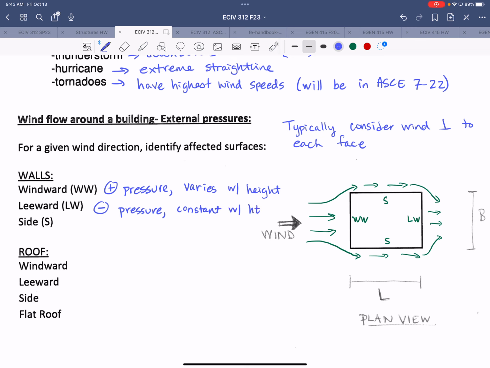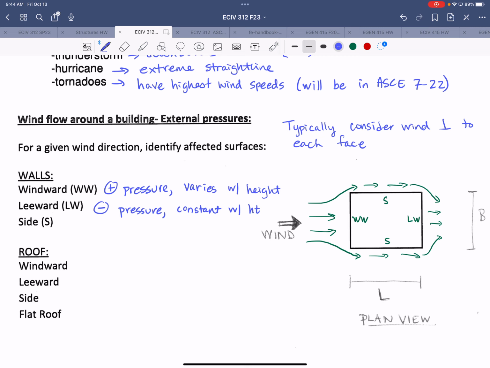The side walls, you think those will be positive or negative pressures? What does your gut tell you? Positive? Yeah. Negative. Negative? Who thinks positive? Who thinks negative? All right, negative is correct.